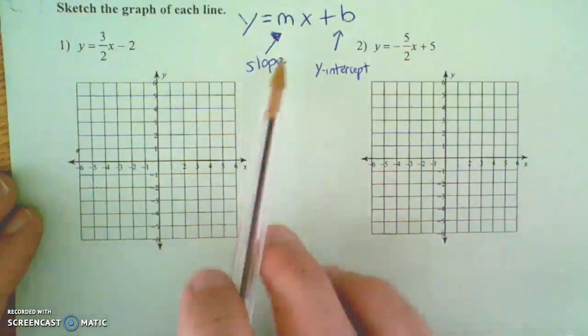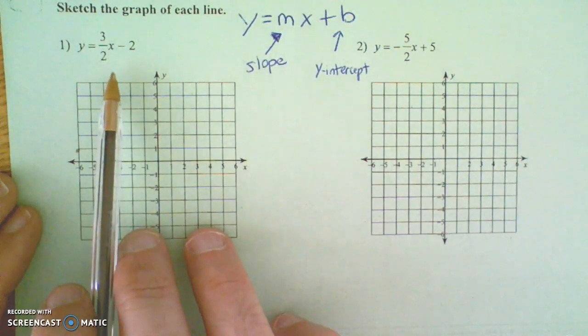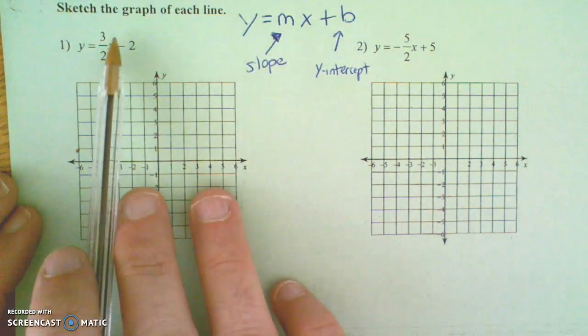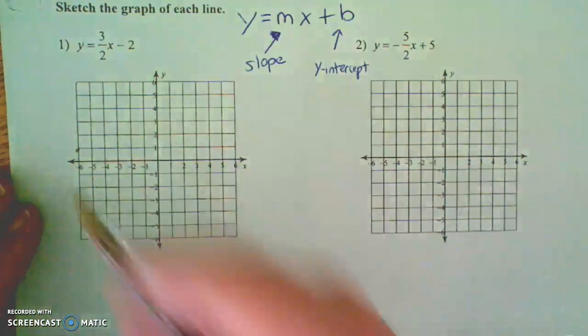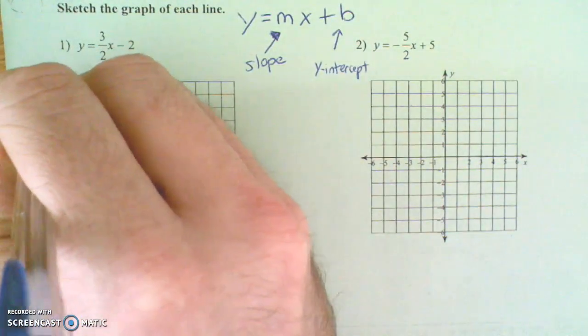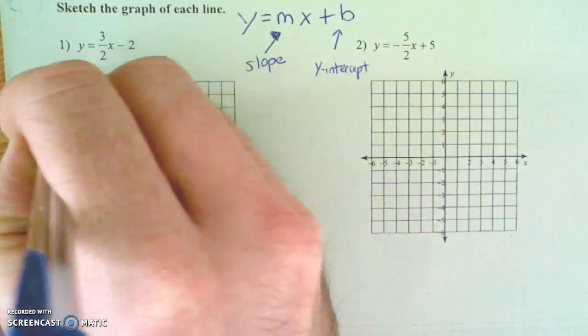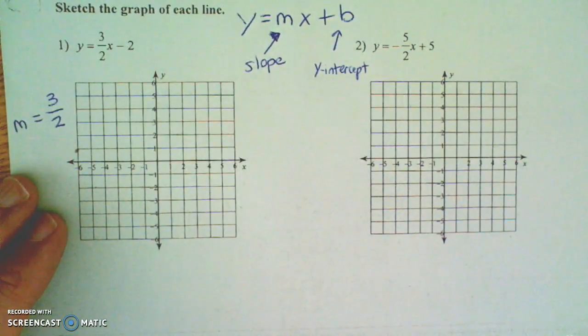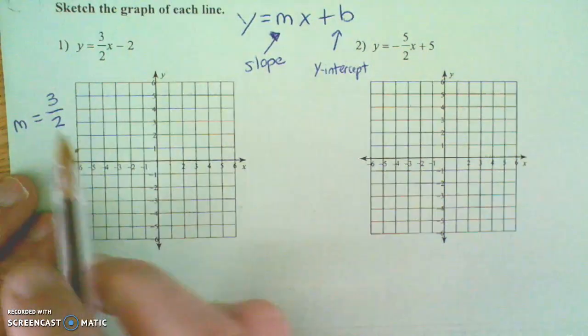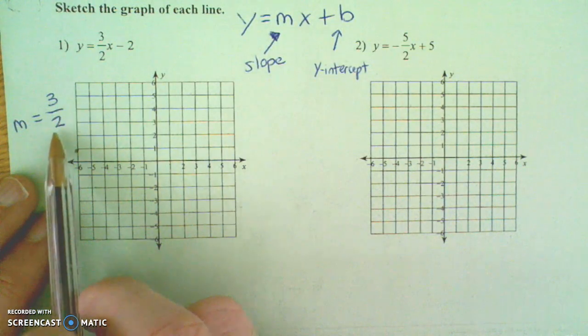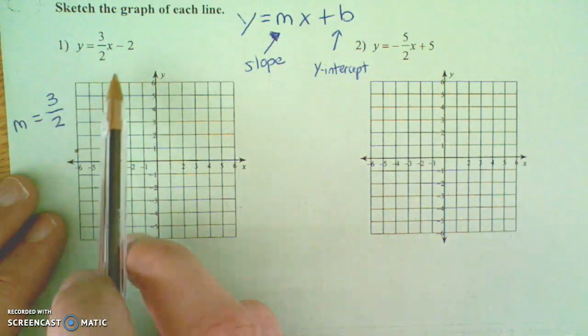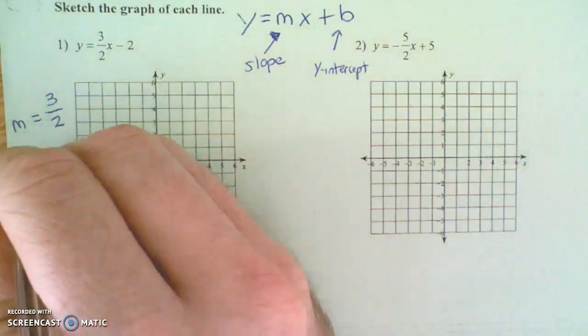So looking at the equation and comparing it to the equation here, the slope is in front of the x. So the m in this problem is 3/2. Remember, slope is just rise over run. So this is telling me that I'm going up 3 over 2. My y-intercept then is -2.